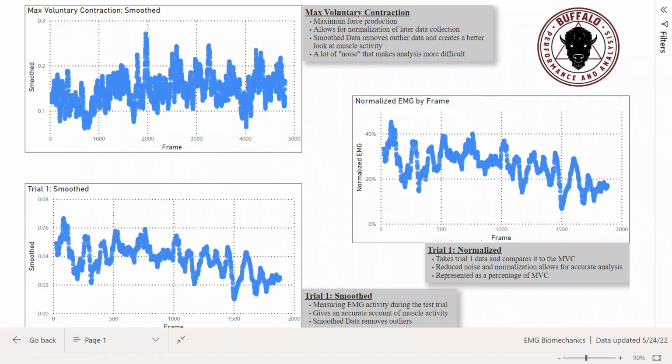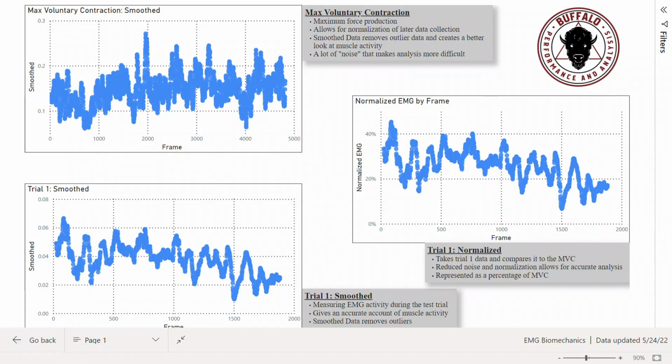Once we have the trial data and once we have the max voluntary contraction data, we're able to normalize that data. When looking at the normalized EMG data by frame, what we're taking a look at is a comparison of the dynamic trial data compared to the MVC data and representing that data as a percentage. In other words, what percentage of calf muscle was used during the dynamic trial compared to the MVC. As we can see from the data, it starts at about 30%, peaks well above 45%, and then over time starts to trickle down.